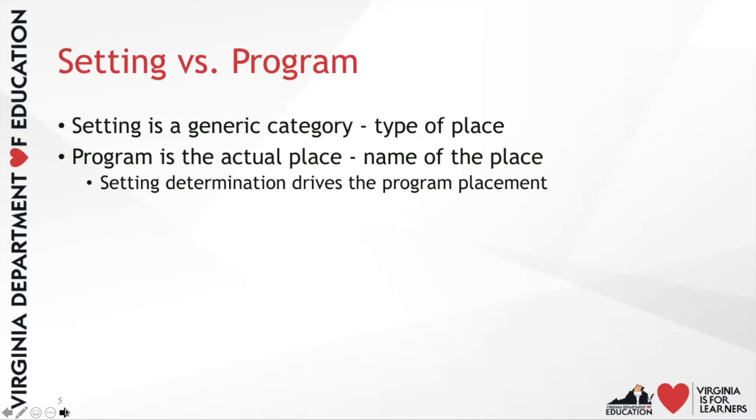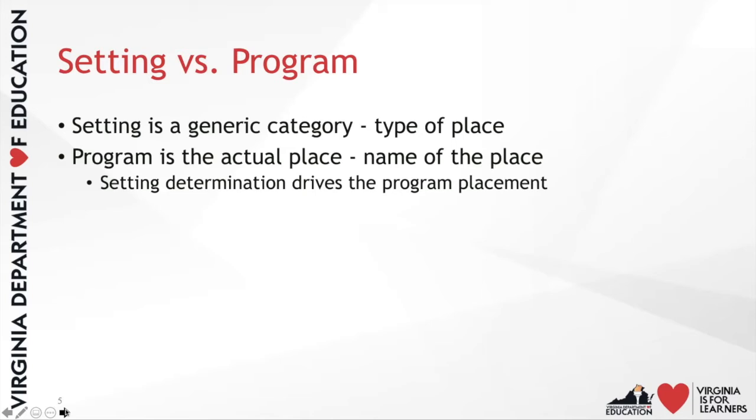Think about it in terms of deciding where to go out to eat. If you want to go out for Mexican food, that is a setting. Then you decide between two restaurants, which are the programs. When we hear the word setting, we frequently jump to placement or the program where the child will be going. As a part of developing the IEP, the team must first determine the location or setting where each special education and related service will be provided. The setting determination then drives the program placement.